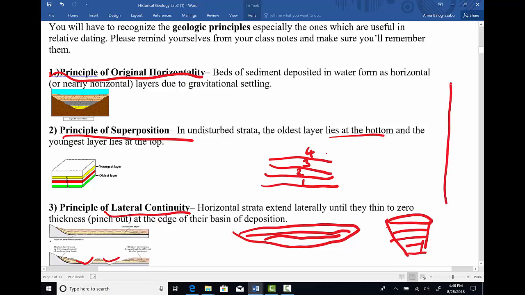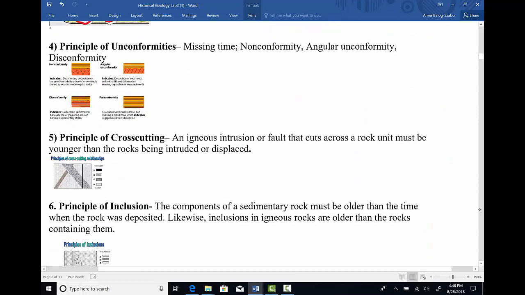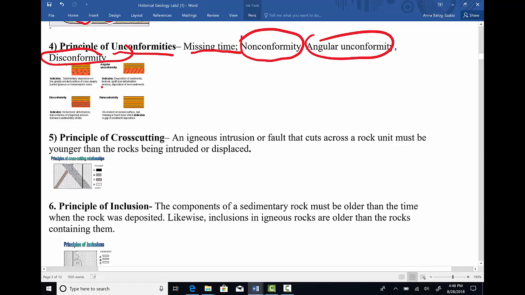If we go down, the next one is the principle of unconformities. When we're talking about unconformity, that means missing time. When you have an unconformity, that means during that time there was no deposition. We have three kinds: the nonconformity, the angular unconformity, and the disconformity. It's written down here pretty well, but I'm just going to show you.